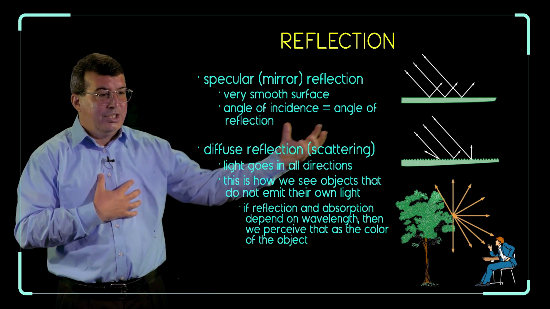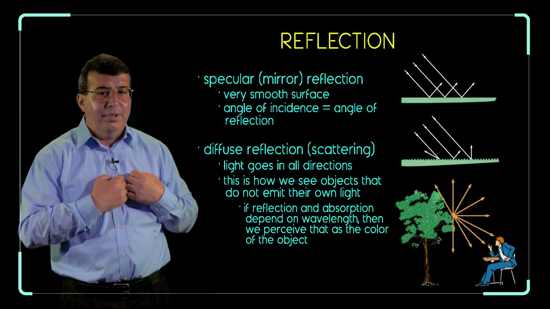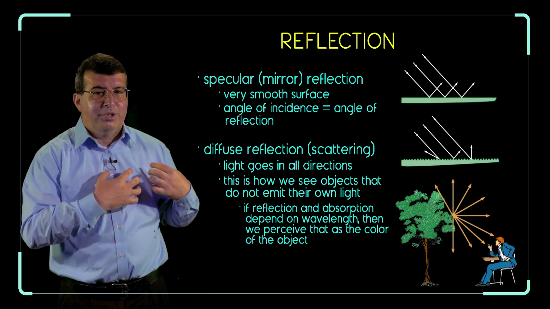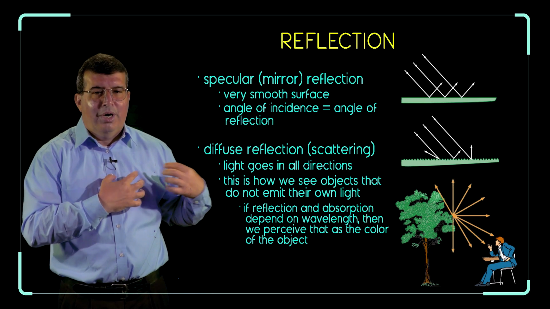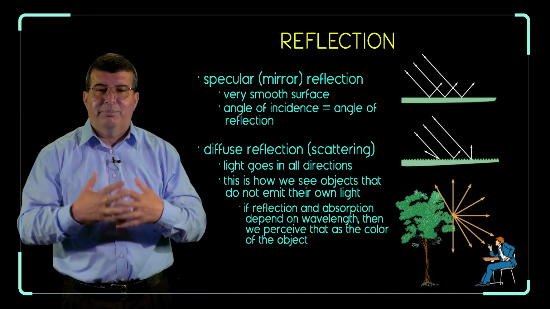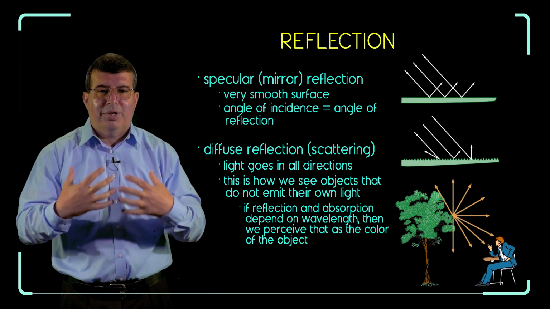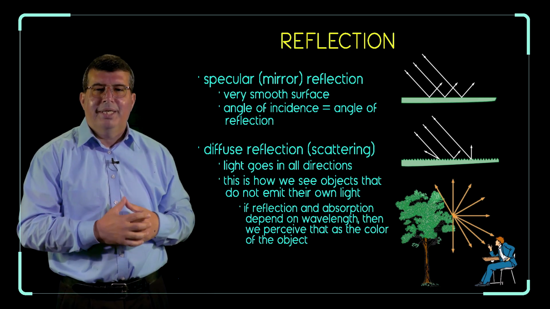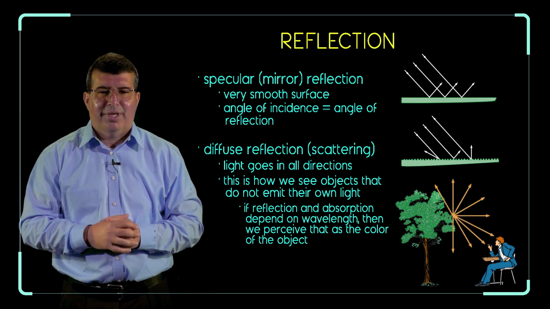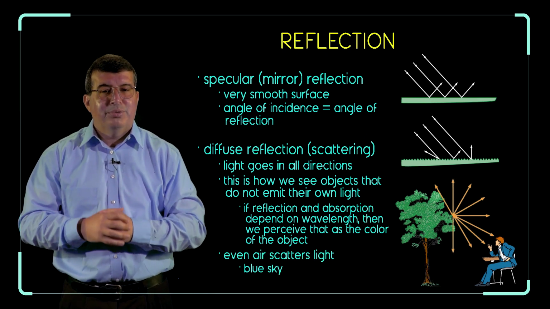So the white light shines on me, the red gets absorbed by my shirt, the orange, yellow, green, all of that gets absorbed by my shirt. What my shirt reflects is the blue light. So you see my shirt as blue even though white light is shining on me. Now even air scatters light. That's how we see a blue sky.